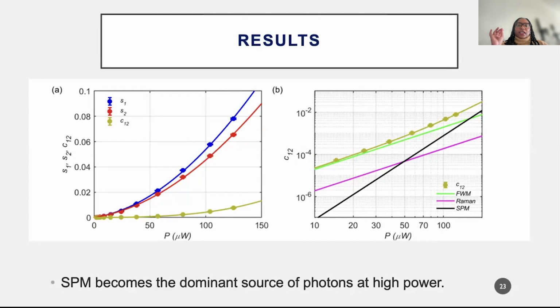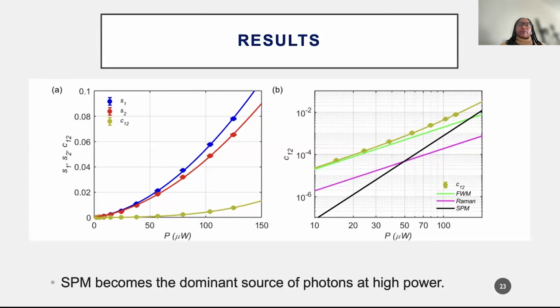The four-wave mixing photons are created in pairs. So the coincidence due to the four-wave mixing scales quadratically in power, but the Raman scattered and the self-phase modulation photons are created independently in each channel. So this means that the coincidence due to the self-phase modulation photons scales exponentially in power, but it can be approximated as a quadratic function, and the Raman photons scale linearly in power.